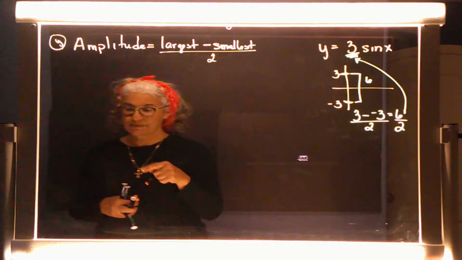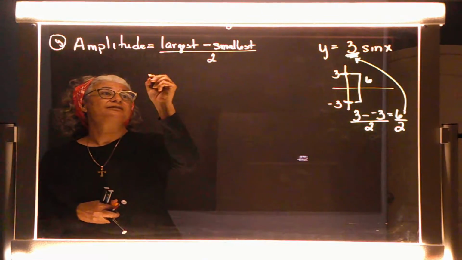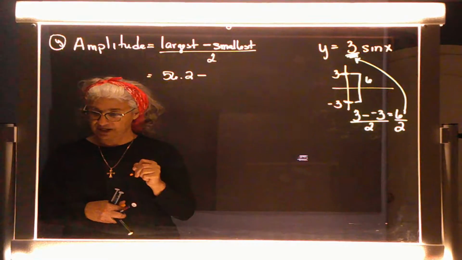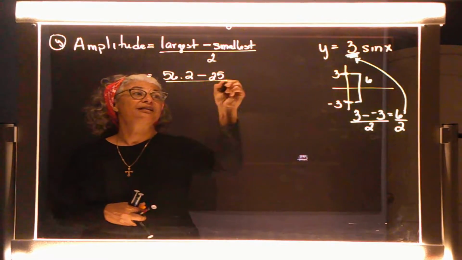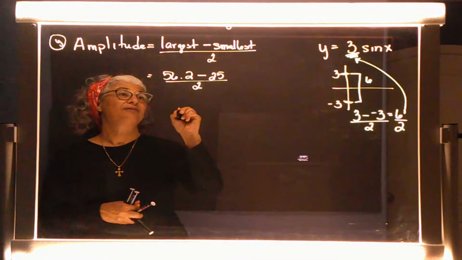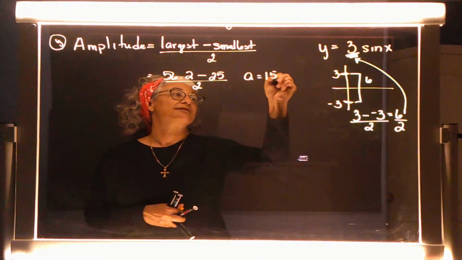So in this particular case, my largest is 56.2, and I'm going to subtract the smallest, which is 25, and then I'm going to divide by 2, which tells me I have an amplitude of 15.6.